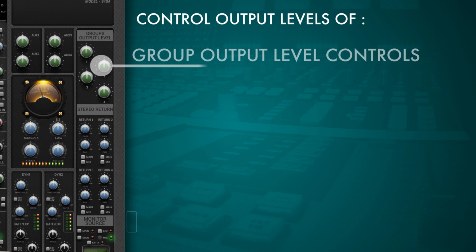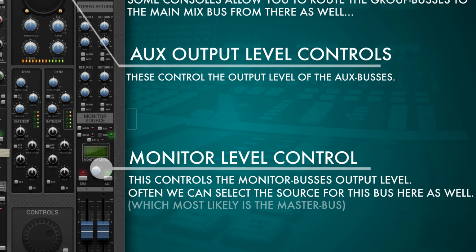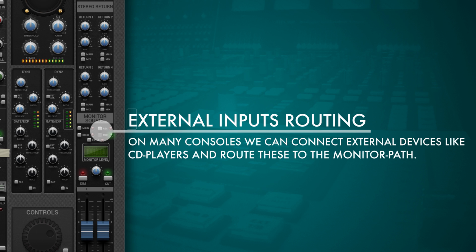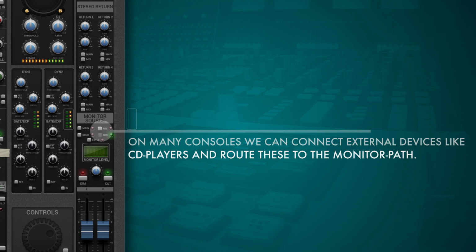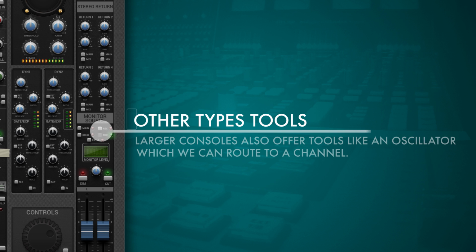And we can control the group channels, we can control the effects sends or the auxiliary sends, and we can control the monitor level. And we can set the source for the monitor level. It also usually allows us to use external things, like for example a CD player, which can be really helpful to play some reference music while mixing. We'll usually find a talkback section, which allows us to plug in a microphone to talk back over the headphone mix so the musicians in the other room can hear us from there. And we can usually find a couple of tools there, like for example an oscillator.